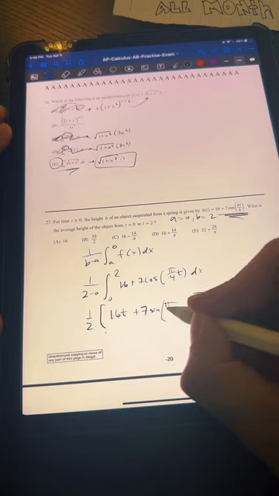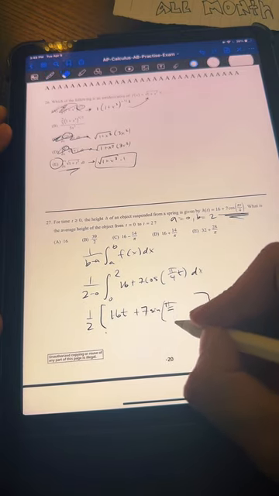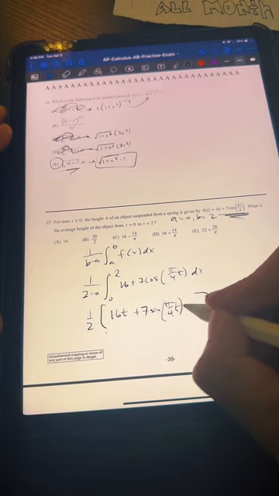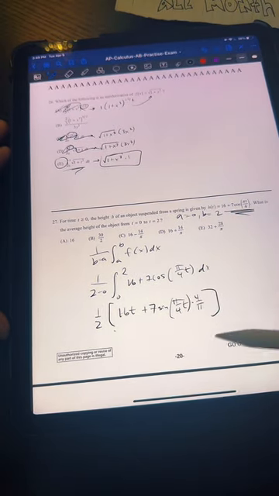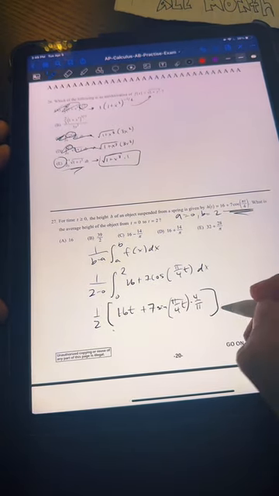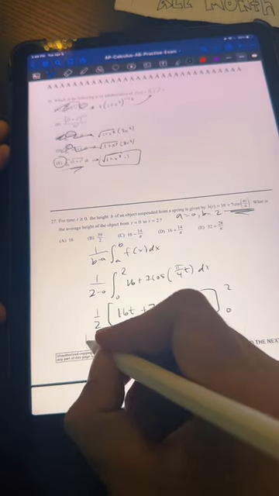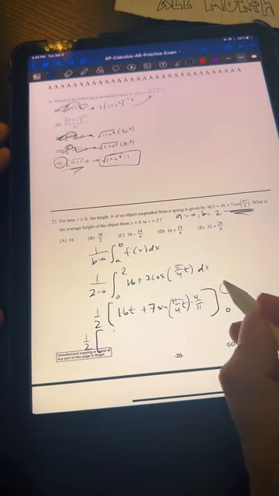Okay, so this is sine of pi over 4 t, whoops, and then times 4 over pi. We have to account for that. This is where they're betting on you to take the integral pretty quickly. And don't forget, this is evaluated from 0 to 2. So now we have 1/2.